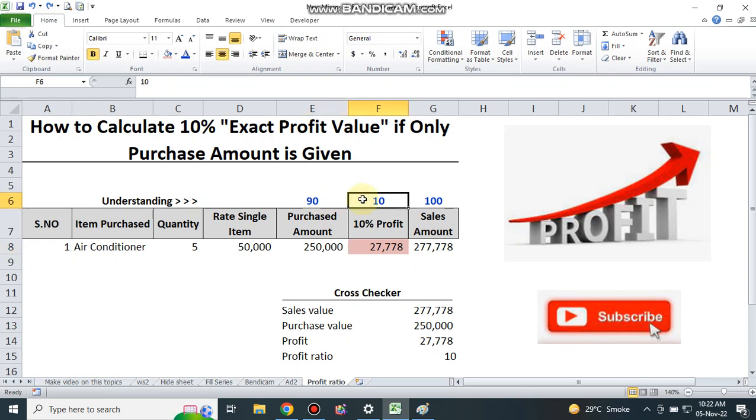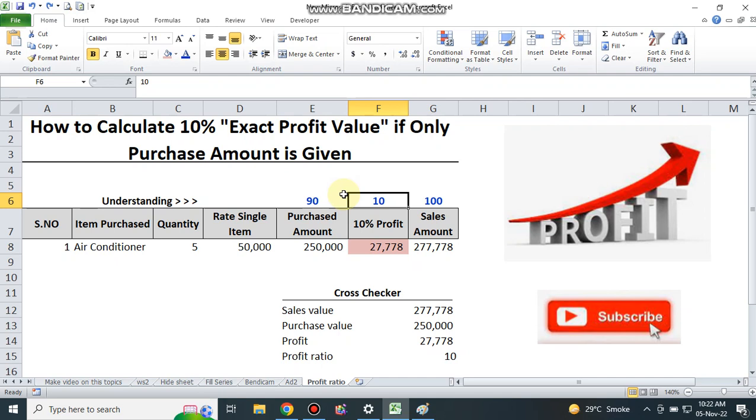It means 90% would be our cost, because when you sell it, you have only cost and profit. Sales include only two things, cost and profit. Cost plus profit is equal to sales. It means if sales is 100, we get profit 10%. It means the sales value is 100 and the purchase cost is 90.